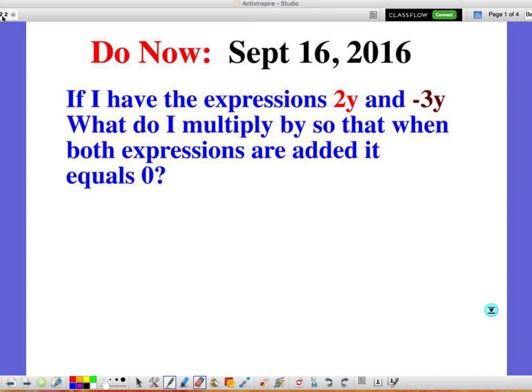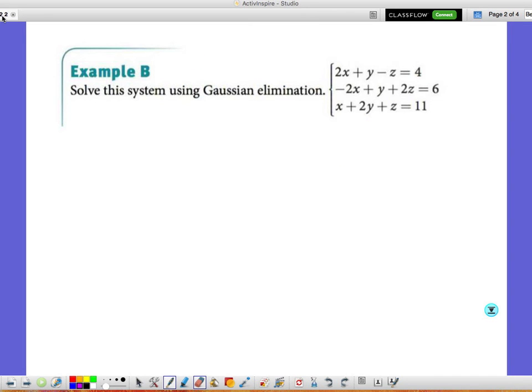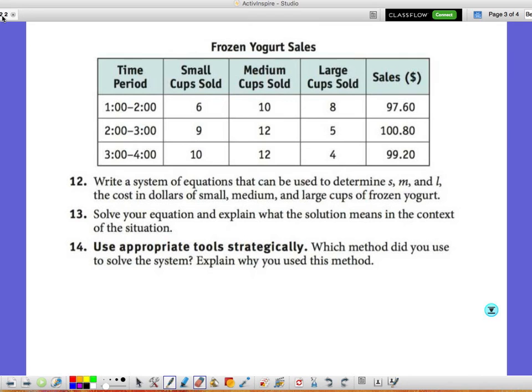So we learned Gaussian elimination, we learned substitution using a system of 3 equations with 3 variables. And what I had you do is now apply the skills that we just learned to a real world situation. So we talked about how to set this up in class 12 through 14, and that's what basically your homework was.